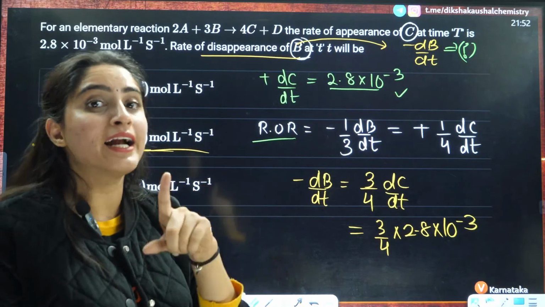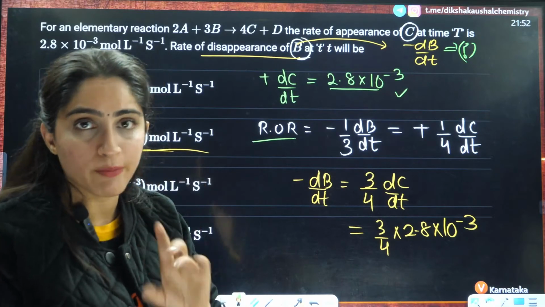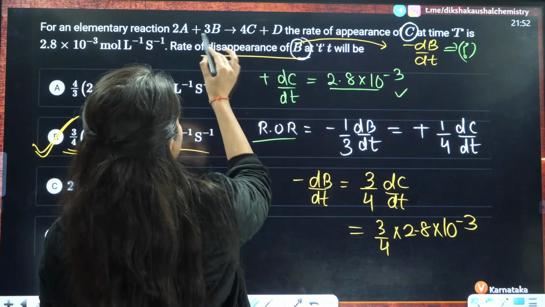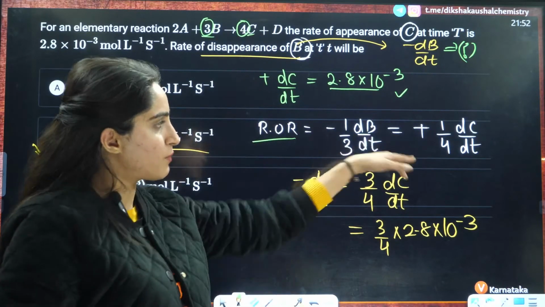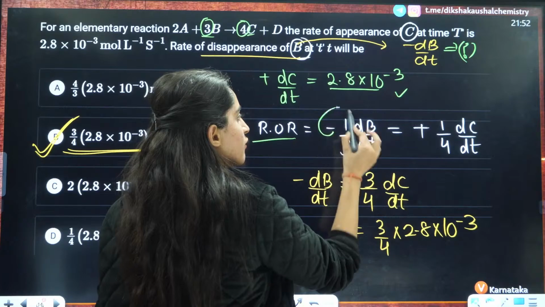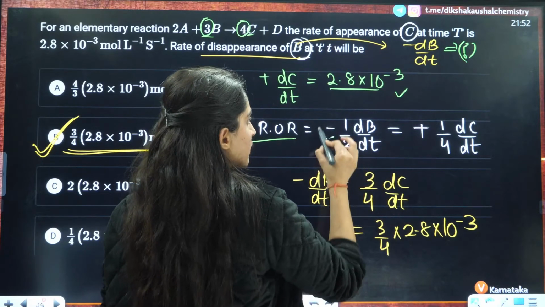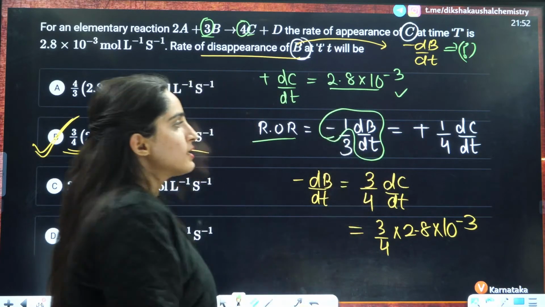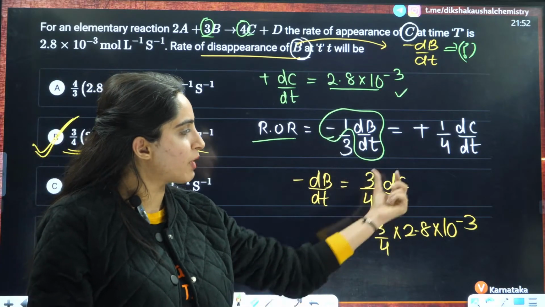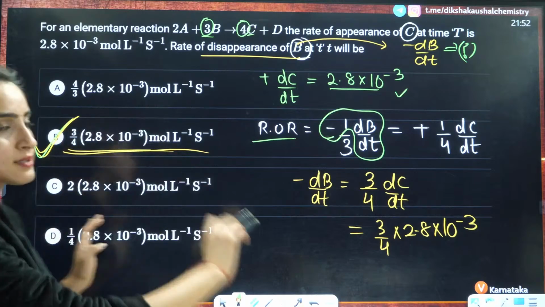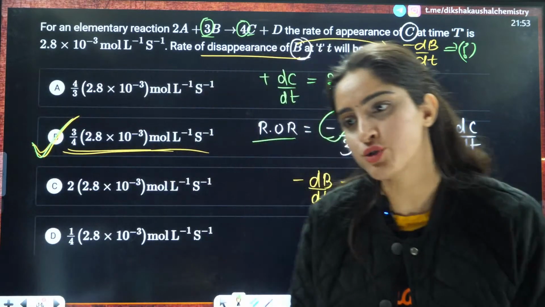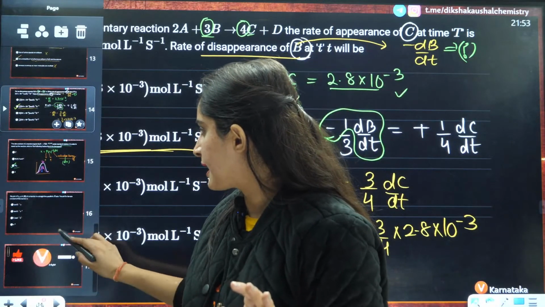But in rate of reaction, the thing will be divided by number of moles. So here the number of moles of this is 3, and the number of moles of this is 4. So it is divided by the number of moles. I want to see the answer for minus dB by dt, that is equal to 3 by 4 dC by dt. dC by dt is given to be this. So the answer will become B, that is the correct answer. Okay, understood? Yes.